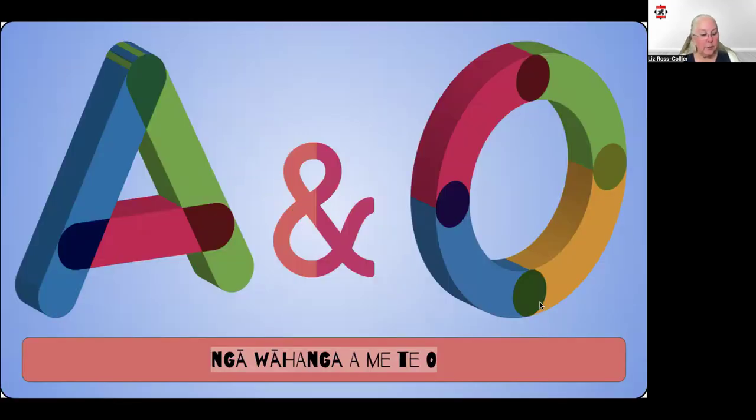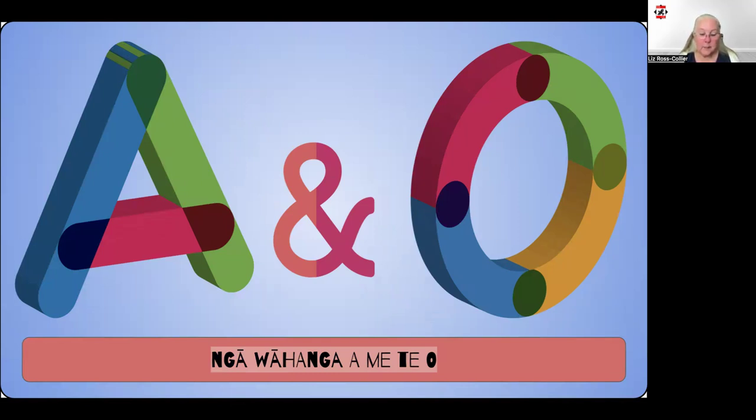When you want to use words that indicate ownership or the relationship between two things, you will encounter the A and O categories. These categories can be a bit tricky to understand at first because the English language doesn't have anything like them, so it's a new concept to English speakers when we start to learn te reo Māori.